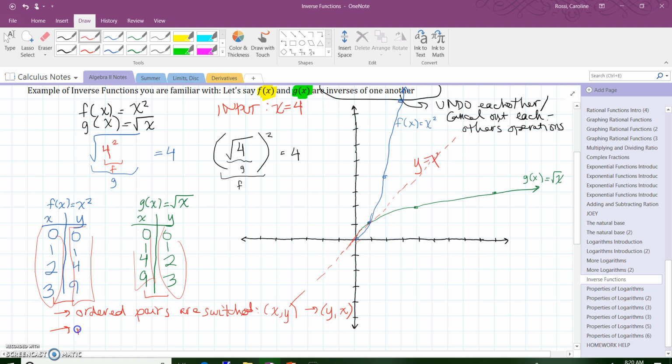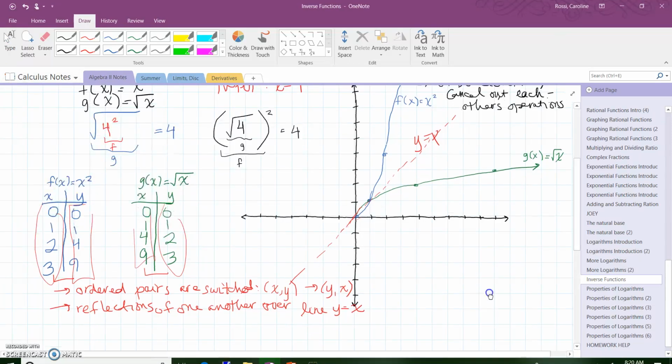So inverse functions are reflections of one another over the line y equals x. So get that jotted down. Okay, so those are things that are going to hold true for all inverse functions.